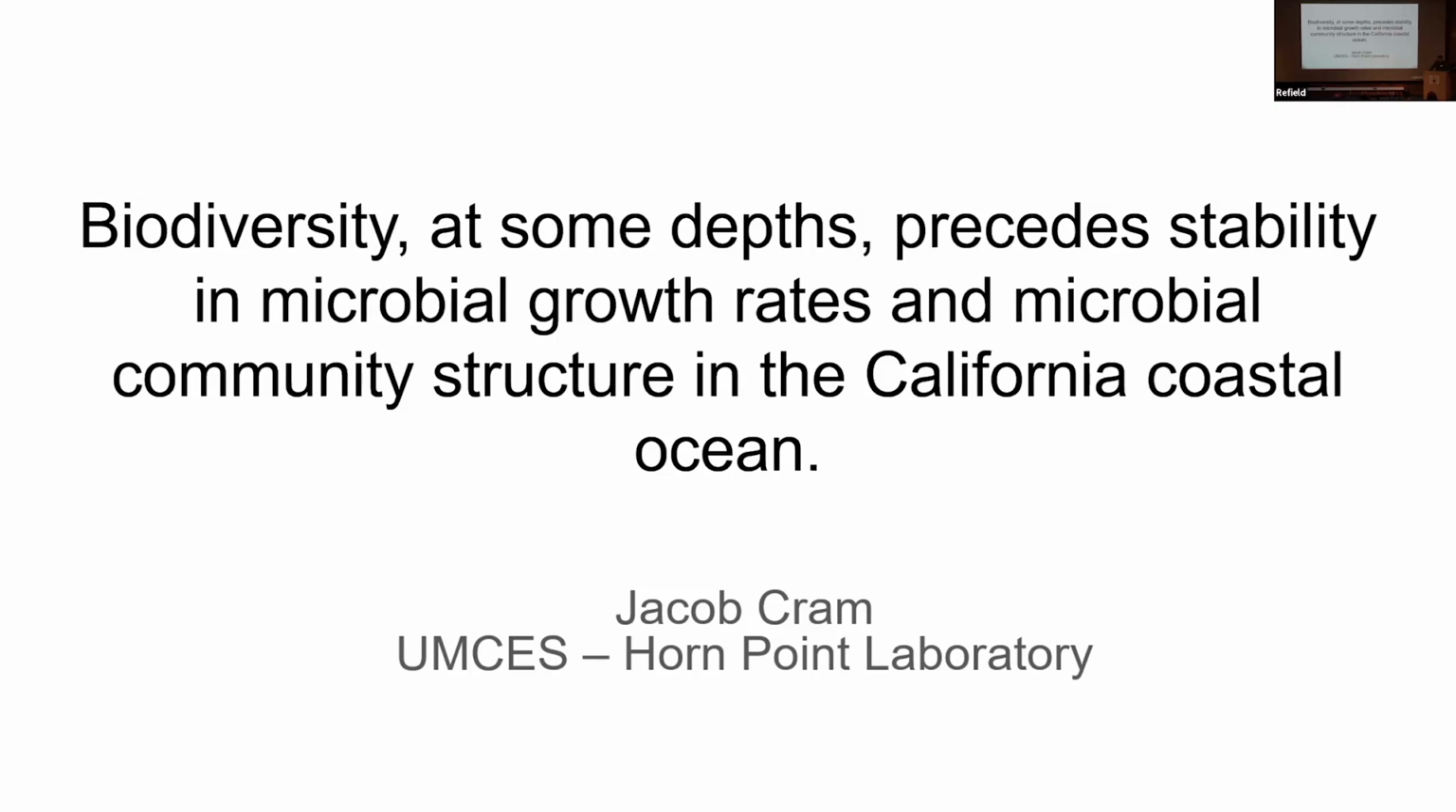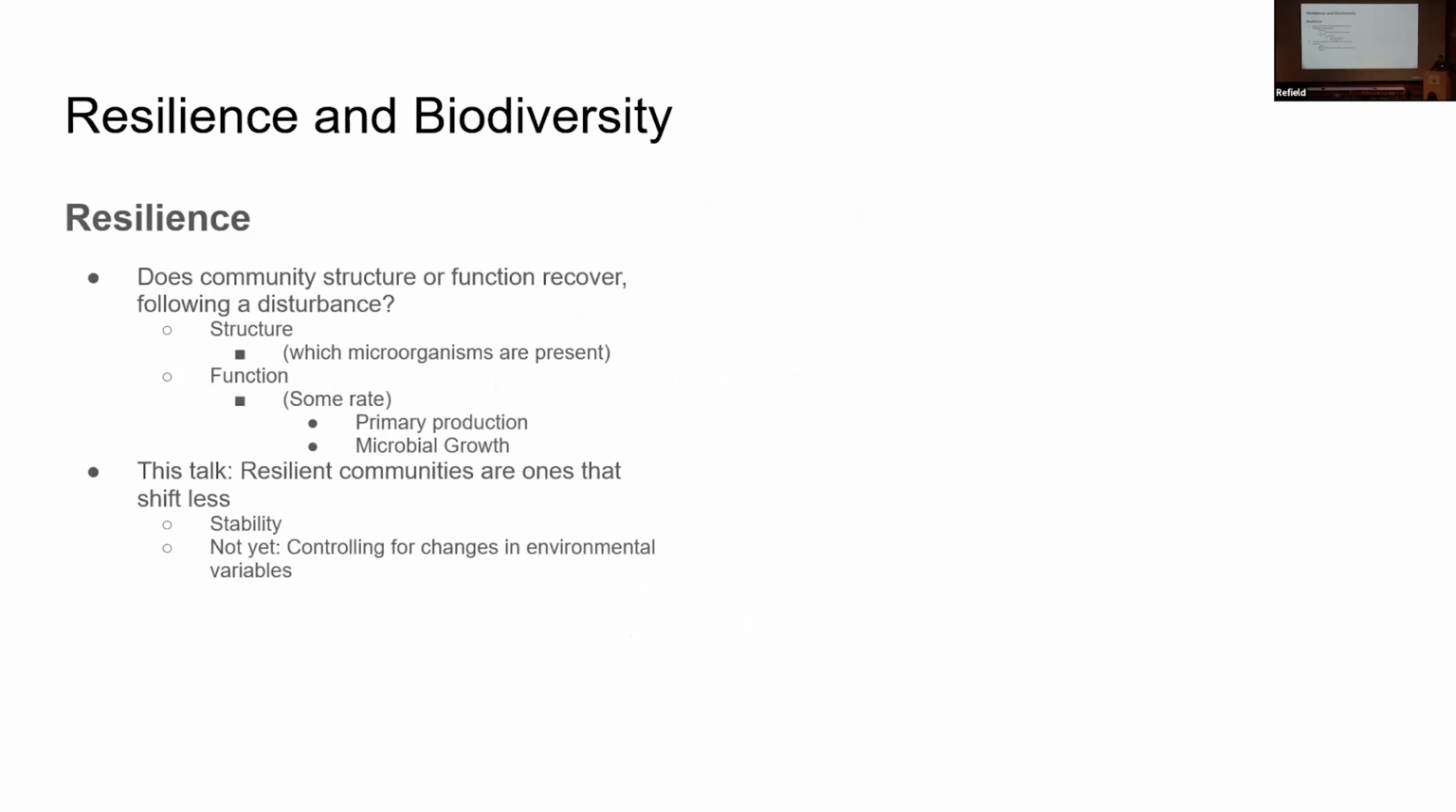The point of this talk is that biodiversity at some depth seems to precede stability, and as you remember from the first lightning talk, it's one aspect of resilience in a couple of different parameters in the time series. Microbial stability in this case. Resilience is the idea of whether a community's structure or function recovers following a disturbance. In this case, we'll look at structure in terms of which microorganisms are present, and function being any rate. The rates we'll look at here are primary production and microbial growth.